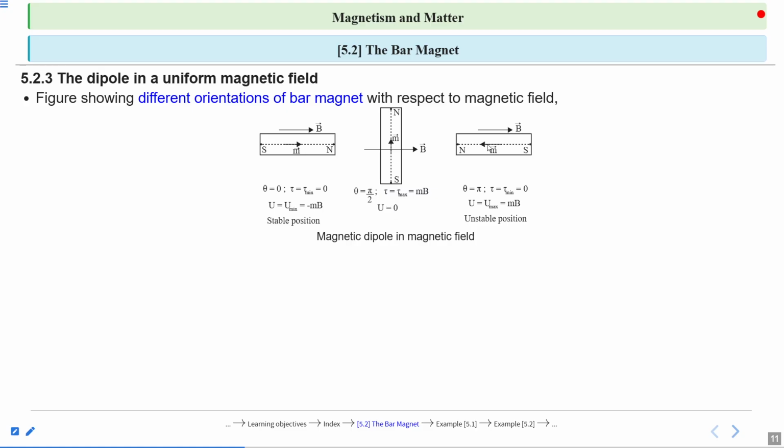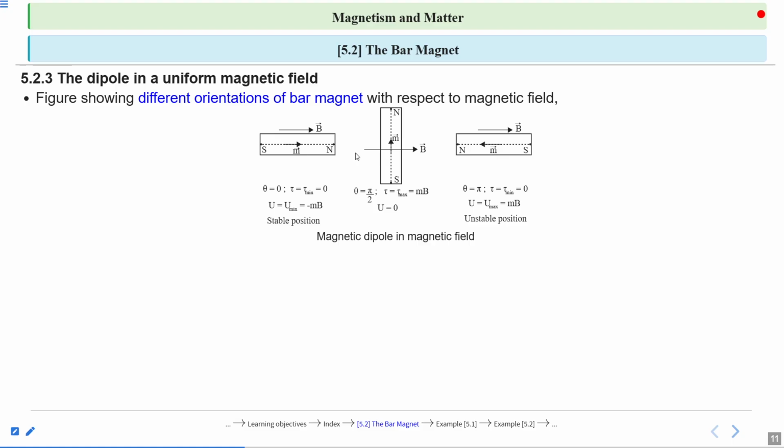Got it? Now, when this bar magnet is placed anti-parallel to this magnetic field, so when the magnetic moment has direction opposite to this magnetic field, the angle between both these vectors will be 180 degrees. So theta is pi, which is 180 degrees. So torque is again mB sin theta, and sin 180 degrees is 0. So torque again is minimum.